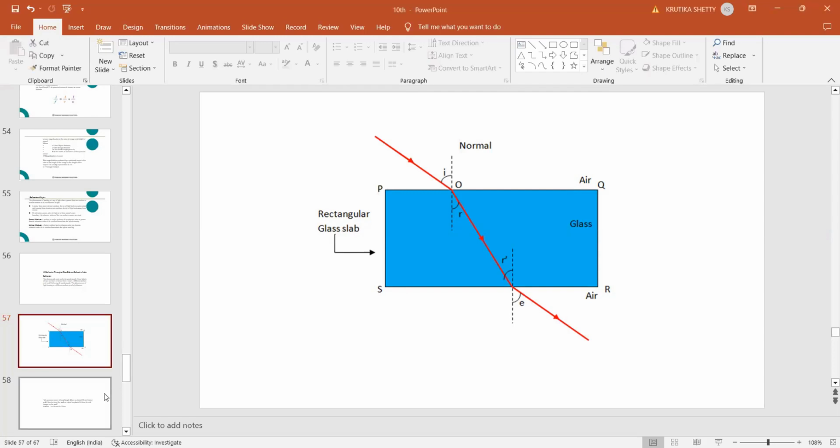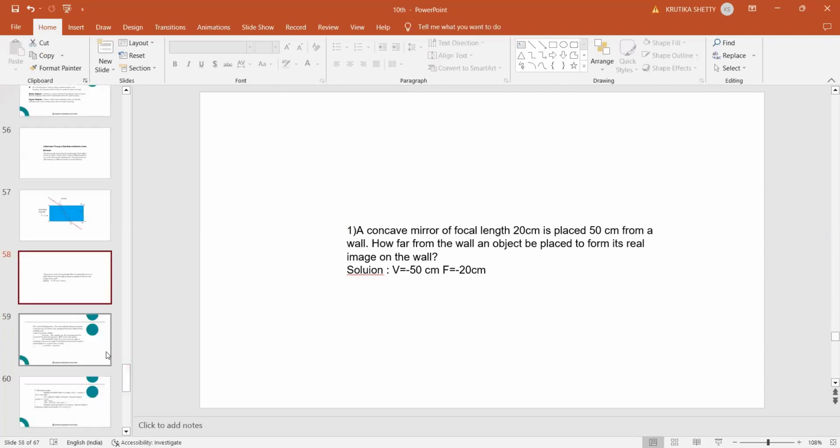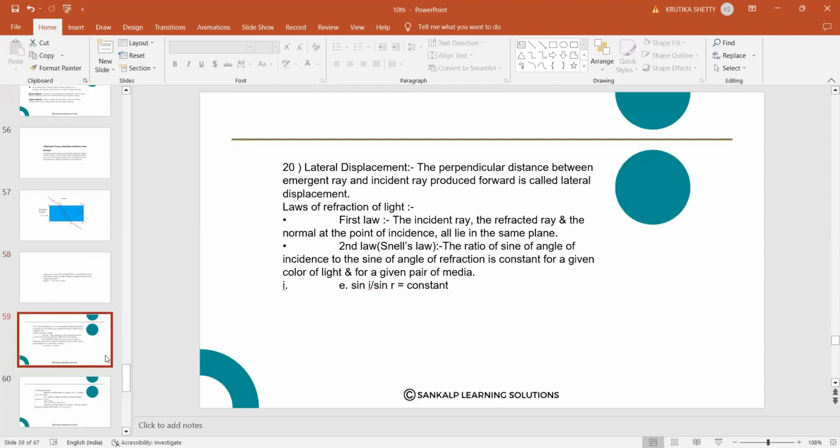Okay. So this is your glass slab experiment. Here this is the numerical, later we can see. Yes. So what is lateral displacement? It is the perpendicular distance between the emergent ray and the incident ray produced forward is called as what? Lateral displacement.